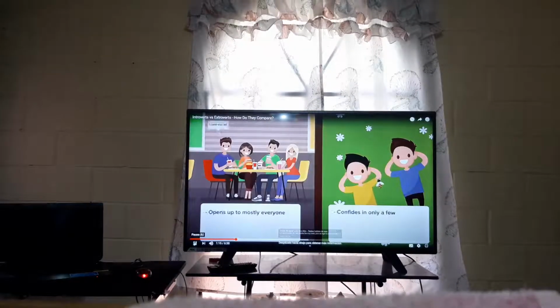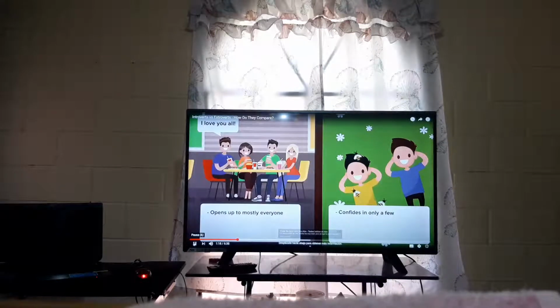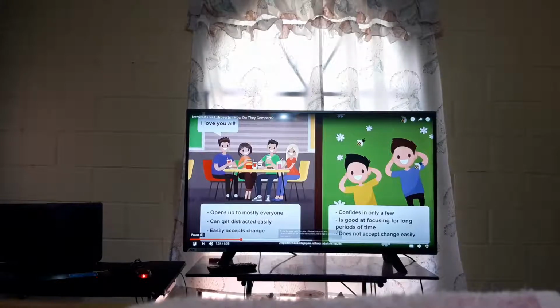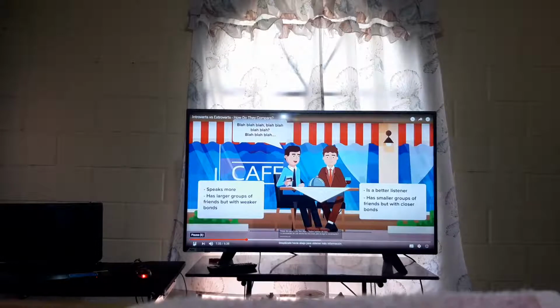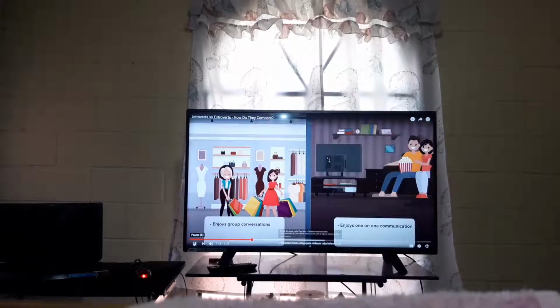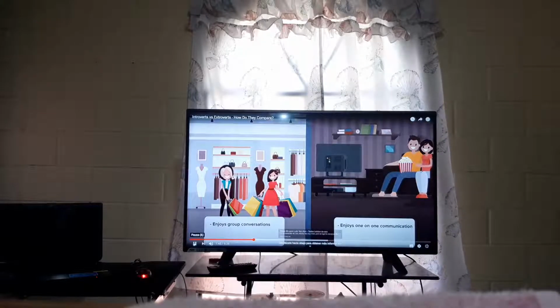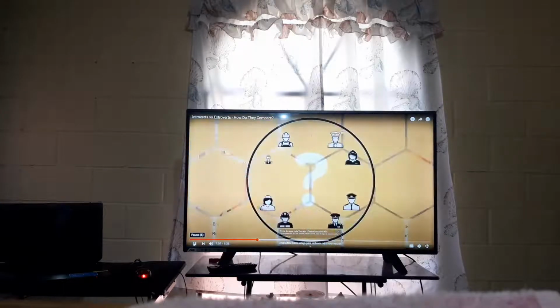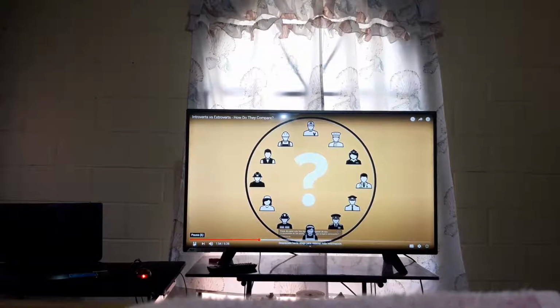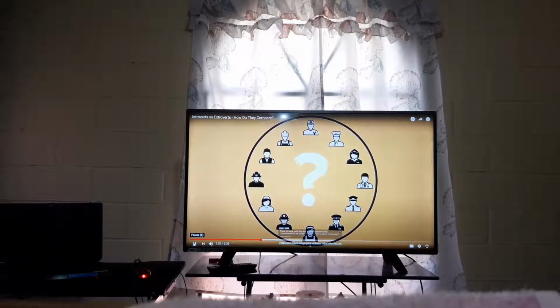An extrovert will open up to anyone, but an introvert confides in only a few. Extroverts are easily distracted, whereas an introvert is good at focusing for long periods of time. Extroverts easily accept change, but introverts tend not to. An extrovert speaks more, and an introvert is a good listener. An extrovert often has large groups of friends, but the bonds are less strong, whereas an introvert will have a smaller friends group, but with closer bonds. Extroverts enjoy group conversations, whereas introverts enjoy one-on-one communication. And extroverts like to recharge by being social, with introverts preferring me time and staying home alone. This is insightful, but how does it translate into the type of career we are best to choose? To understand this, we researched what the recruitment companies are saying.